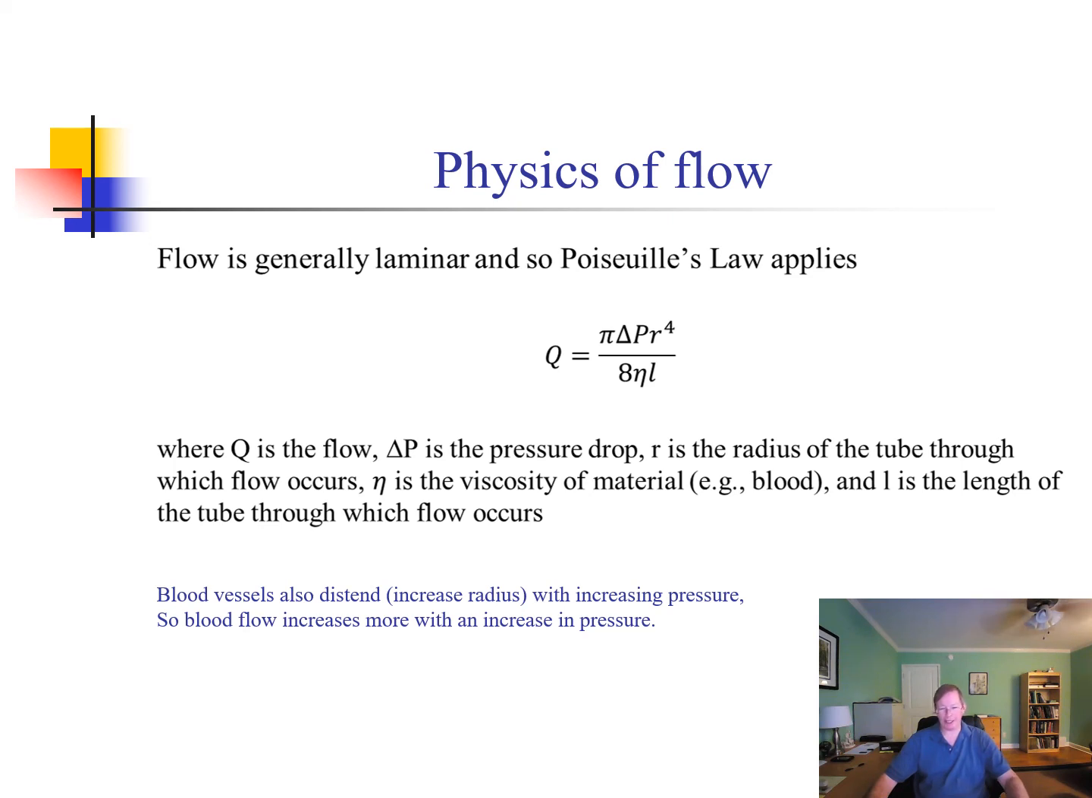Now, I do recognize that blood vessels, arteries will distend; they'll increase their radius with increasing pressure, and I'm going to ignore that for a first approximation. But I recognize that this happens. Laminar flow is one particular type of flow that can be modeled much more simply, and does not apply in all conditions. But for a first approximation, this is not a bad way of thinking about it.